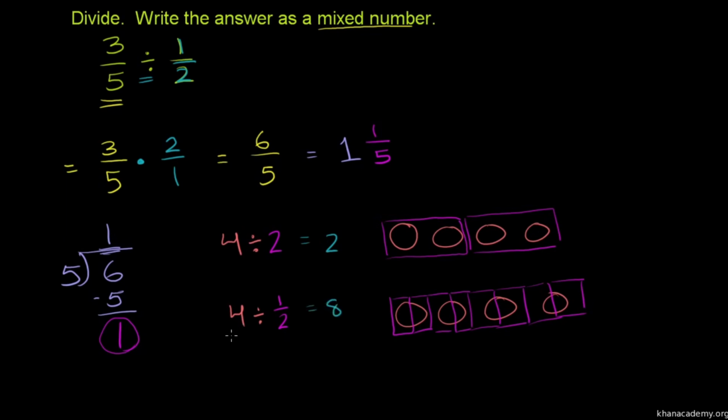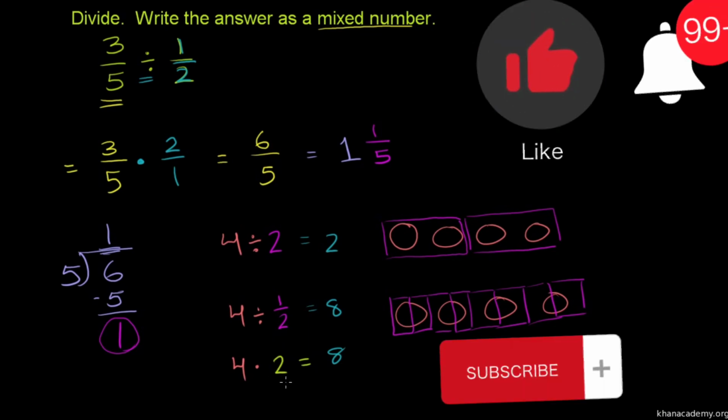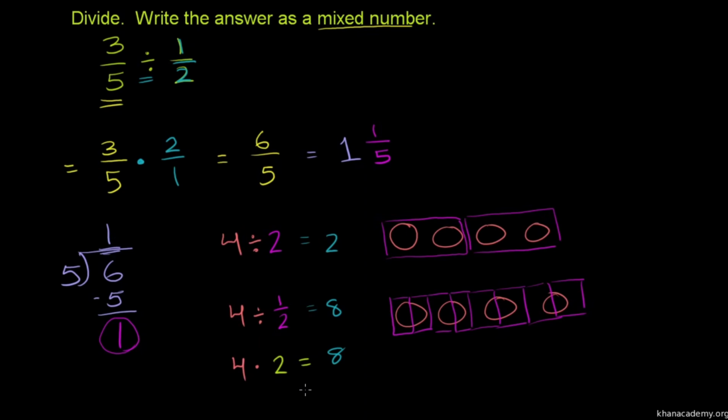And notice, now each of the objects became 2 groups. So you could say, how many groups do you have? Well, you have 4 objects, and each of them became 2 groups, and so you also have 8. So dividing by 1/2 is the same thing as multiplying by 2. And you can think about it with other numbers, but hopefully that gives you a little bit of an intuition.